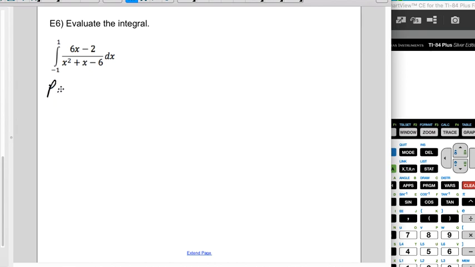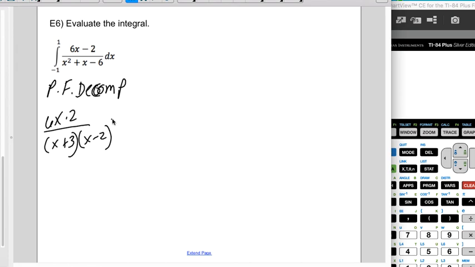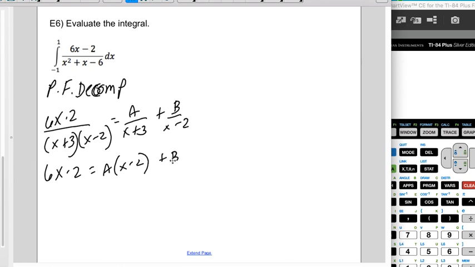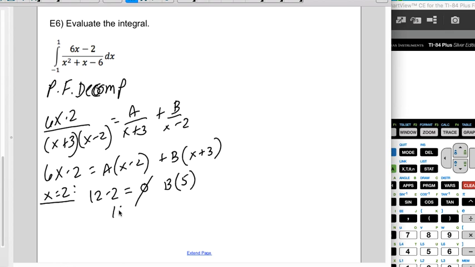So I'm going to go ahead and do the partial fractions decomposition first, right? I'm going to get that this is 6x minus 2 over (x plus 3)(x minus 2). So that's A over x plus 3 plus B over x minus 2. When I get a common denominator that is the same as the original denominator, the A was missing the x minus 2 and the B was missing the x plus 3. My clever substitution, x equals 2, is going to give me 12 minus 2 on the left-hand side. The A stuff gets knocked out, and I get B times 5. So I get 10 equals 5B. My B must be 2, right?